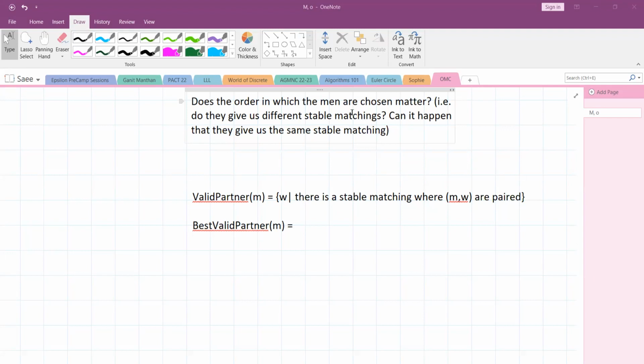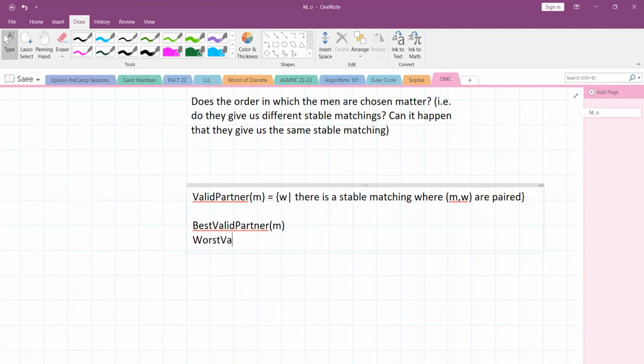So a best valid partner of M is just a valid partner of M who M likes the most among all the women. So it is a single woman. Valid partner of M was a set. So the best valid partner is just, out of all these women who are valid partners of M, who does M like the most, right? That is what it is. Does that make sense? I hope that makes sense.